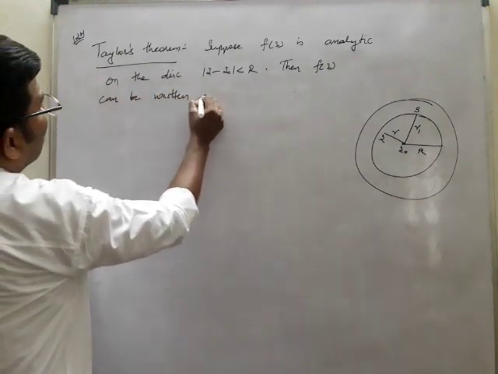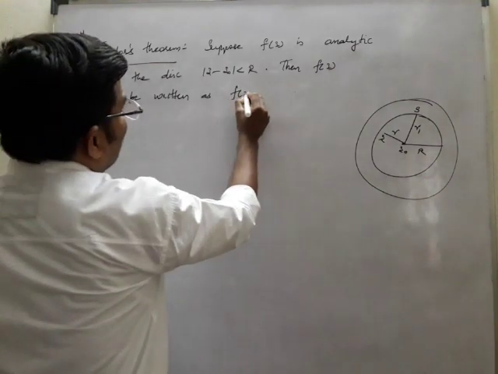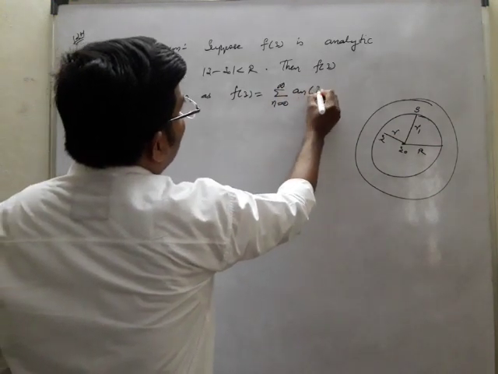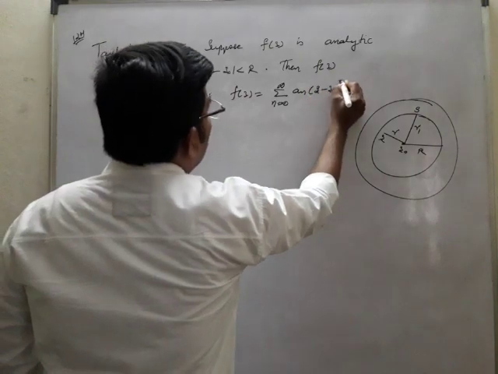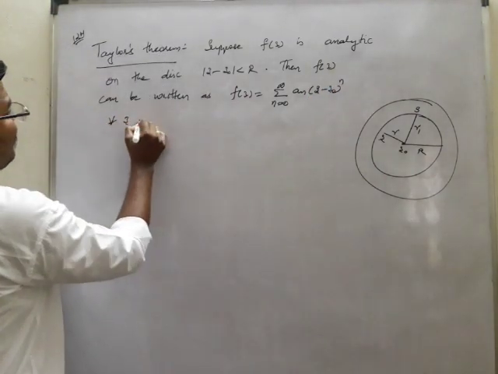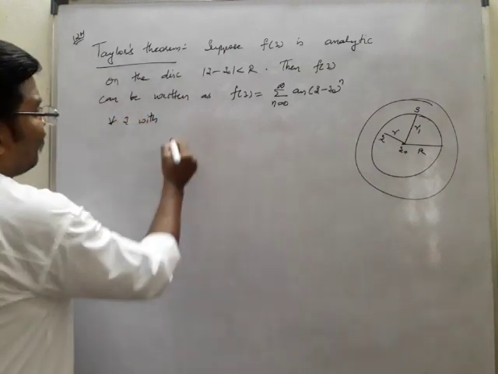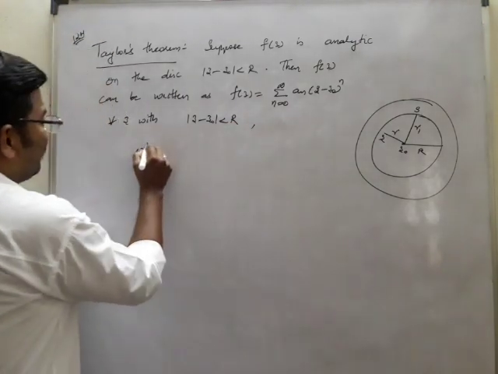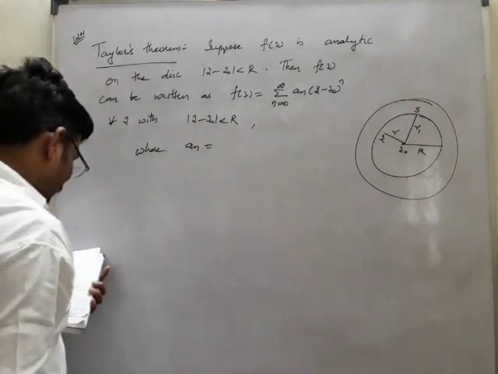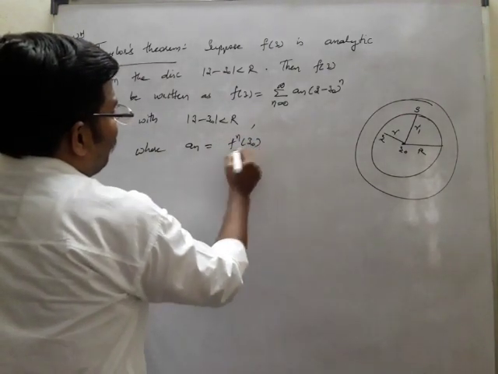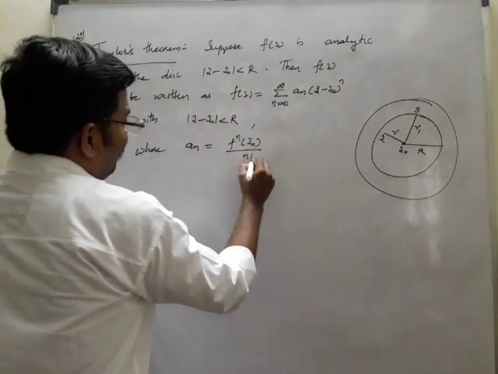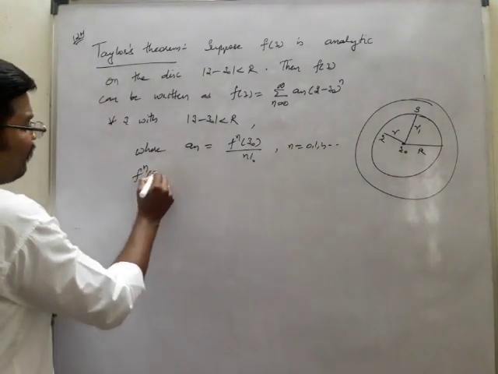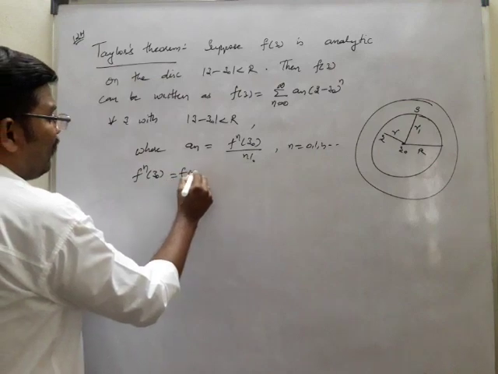written as f of z is equal to summation n equal to 0 to infinity a n (z minus z naught) whole power n, for all z with mod z minus z naught less than r, where the coefficient a n is equal to f power n of z naught by n factorial, where n is equal to 0, 1, 2, 3 and so on, and f power 0 of z naught is equal to f of z naught.